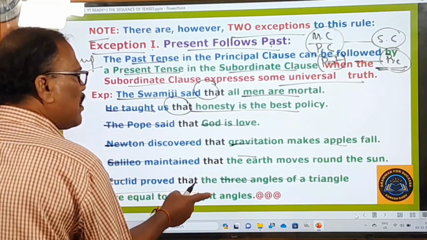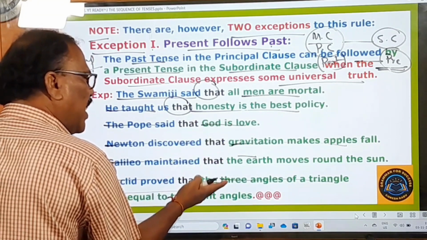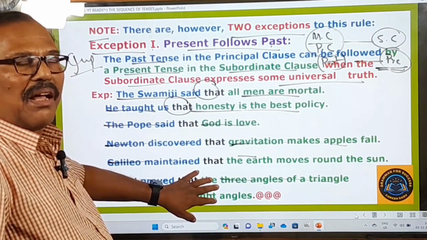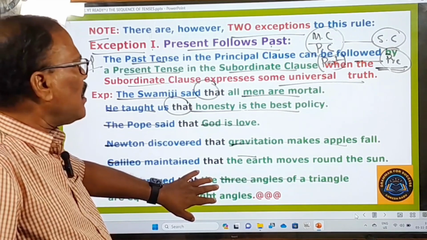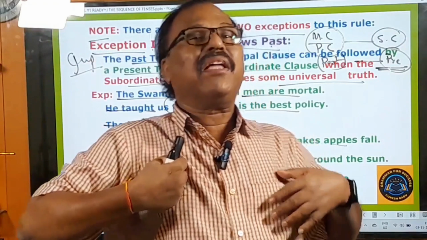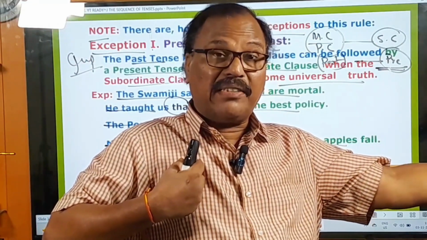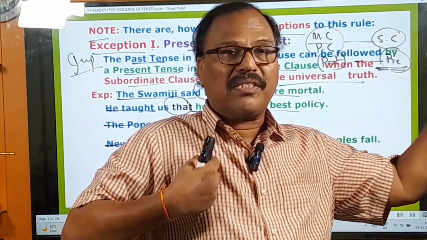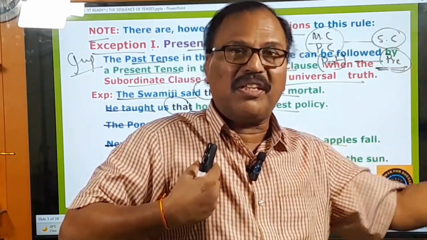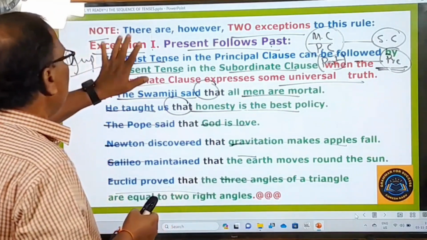So this is a universal truth. Whether you believe in this or not, this is a universal truth, and therefore this universal truth that is in the subordinate clause is put in the present tense. Okay, so in this way, even though there is a past tense in the main clause, there can be present tense in the subordinate clause, provided that it is a universal truth. If it is a universal truth, it can be expressed only in the present tense. Okay, please understand this point. This is exception 1.